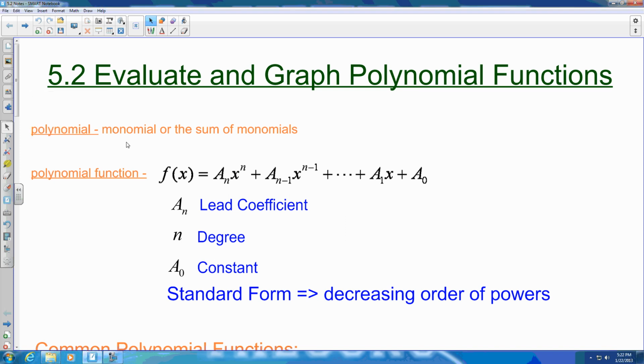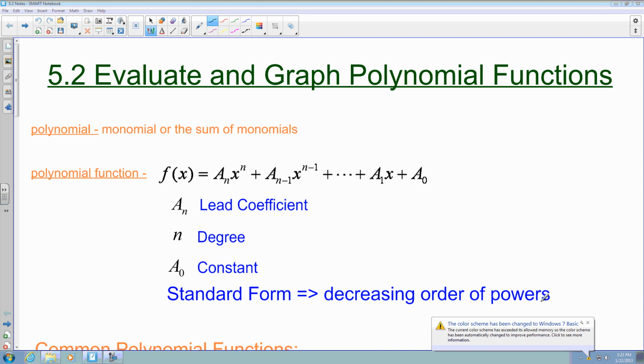All right, we are in 5.2, and we are evaluating and also graphing polynomial functions. Polynomial functions are like monomial functions or sums of monomials.